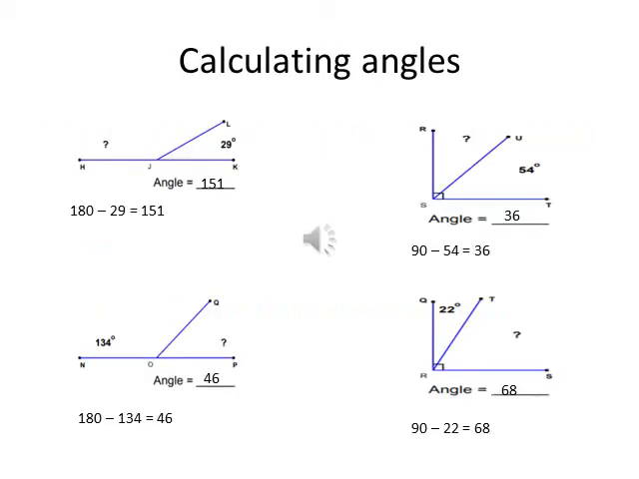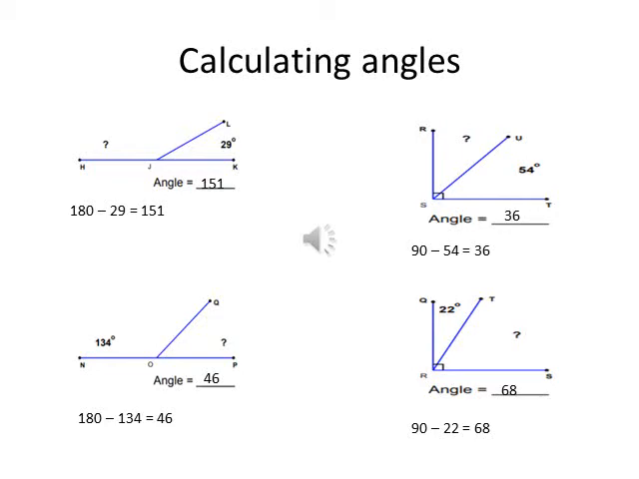In calculating angles, the one that we had together in the class was the straight angle. For the one in the top left here, I have a straight angle. One of them is 29 degrees. So to get the missing angle, you are thinking about the straight angle, how many degrees is it? It's 180 degrees. And I have from them 29 degrees in one angle. So the second angle, of course, is going to be 180 minus 29.